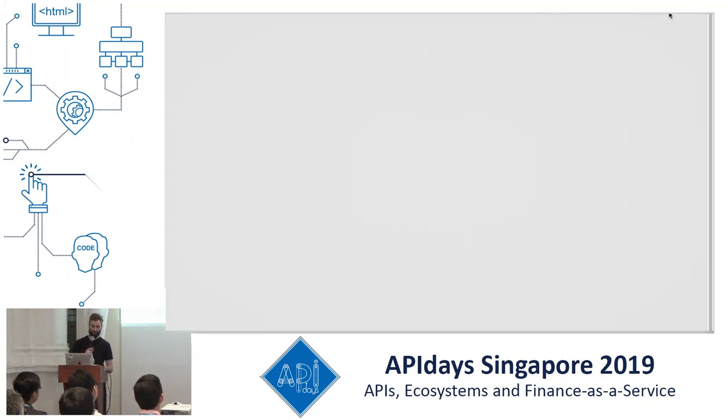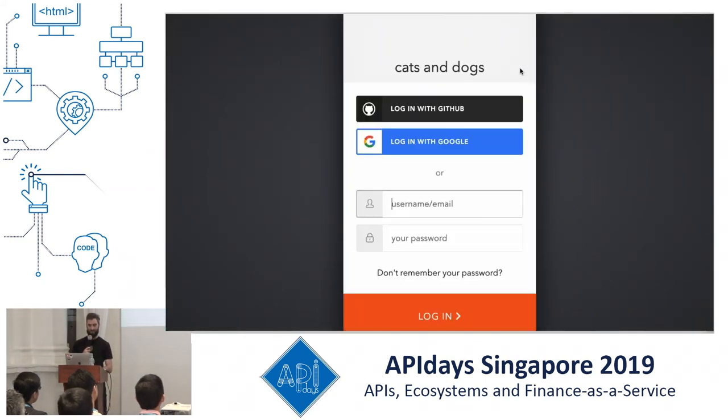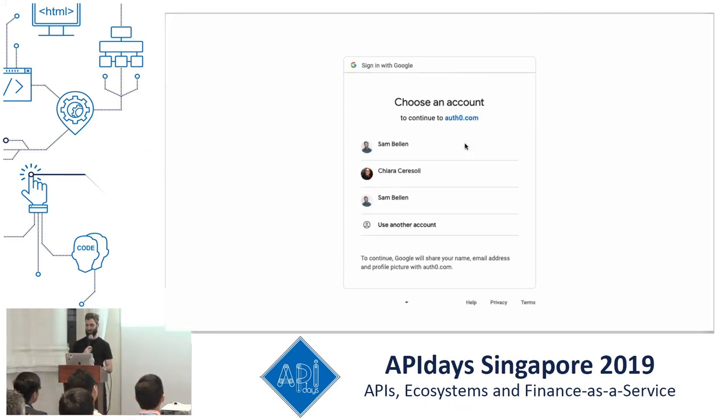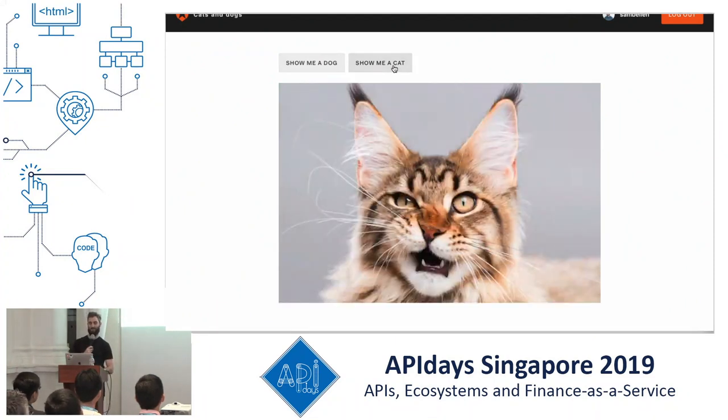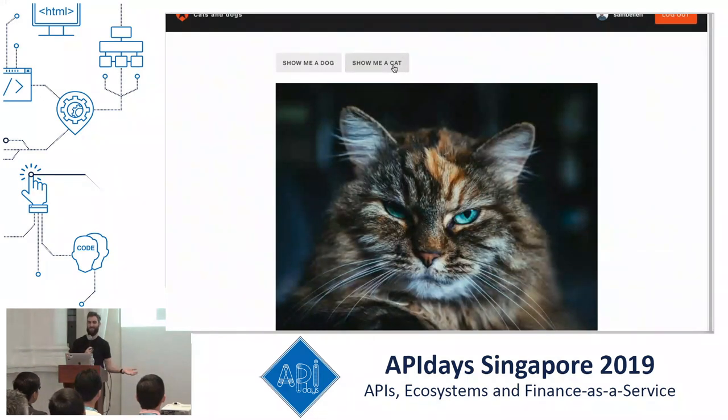So what do we do? We log in. Let's log in with Google just for convenience. Once we've logged in, we got back an access token and an ID token, and I can use this ID token to immediately show my username and my avatar in the right-hand corner. But I also have this access token, which I can pass along to show pictures of cats. This is my cat, by the way.